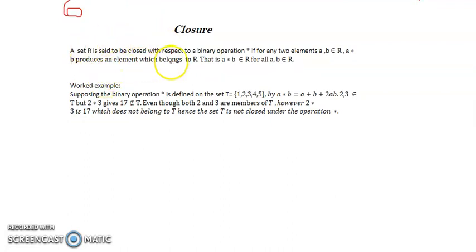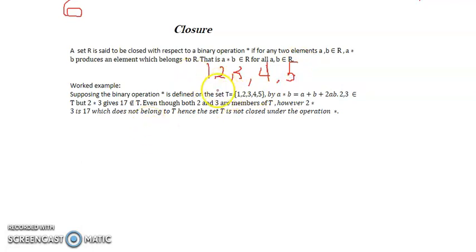A set R is said to be closed with respect to a binary operation star if for any two elements a and b, which are real numbers, a star b produces an element which belongs to R. That is, a star b, the answer we get, should also be a member of R. Let me explain this further. Consider a set of numbers 1, 2, 3, 4, 5. Let's say the set ends at 5.